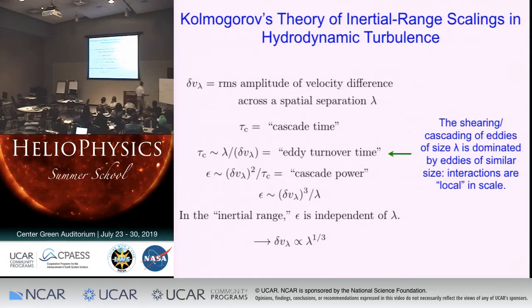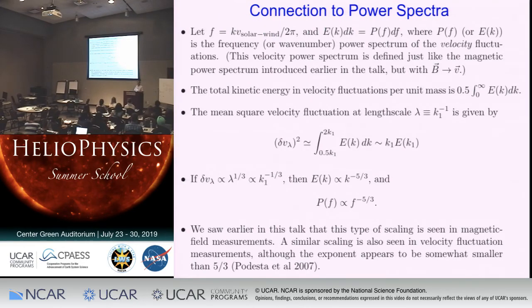It's independent of lambda. Delta V cubed over lambda is independent of lambda. That means that delta V lambda is proportional to lambda to the 1/3. This is the famous Kolmogorov scaling of hydrodynamic turbulence, and it takes 3 lines to obtain. Very important, powerful argument. This next slide explains how delta V lambda being proportional to lambda to the 1/3 is equivalent to your power spectrum being proportional to k to the minus 5/3, where k is wave number.